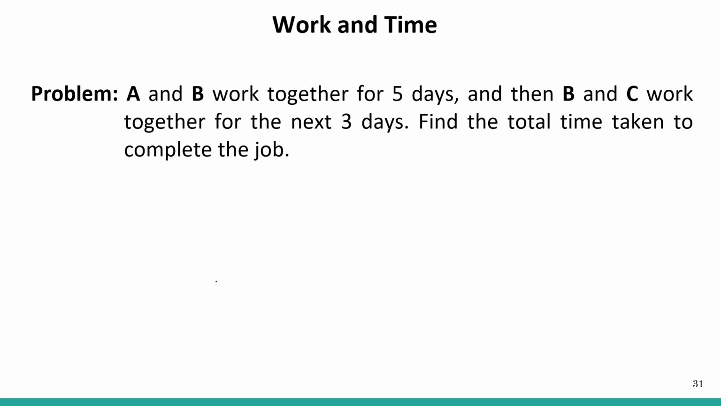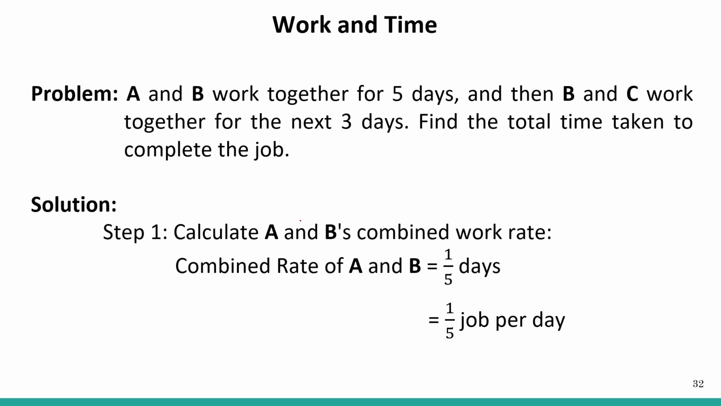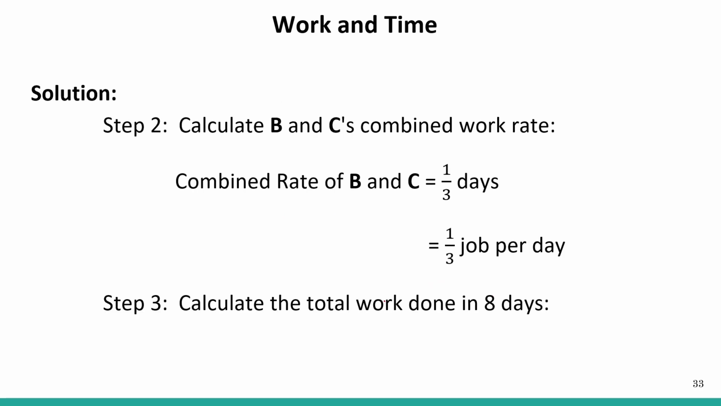So let's see a problem. A and B work together for 5 days and then B and C work together for 3 days. So find the total time taken to complete the job. We want to find the total time taken to complete the job. So calculate A, B combined work rate. Combined work rate of A and B is equal to 1 by 5 days, is equal to 0.2. So calculate B and C combined work rate. So combined work rate of B and C is 1 by 3 days.